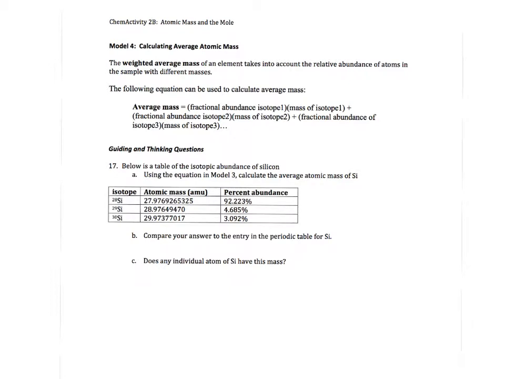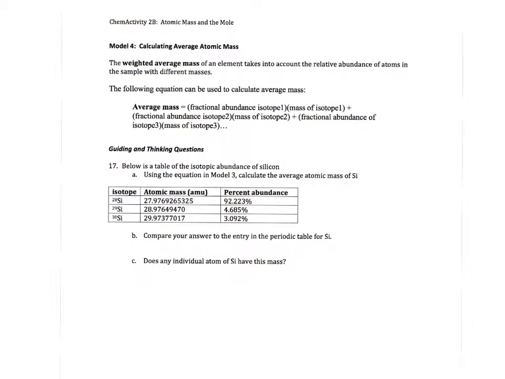Now we want to be able to calculate it. And the equation is here. It's a little bit clunky, but the average mass can be calculated by taking the fractional abundance of isotope 1, of the first thing that's contributing, times the mass of that isotope, and then adding the fractional abundance of isotope 2 times its mass, plus the fractional abundance of isotope 3 times its mass, and if there's more isotopes, you keep going. Now this is not an easy equation to look at, so let's see how it actually applies.